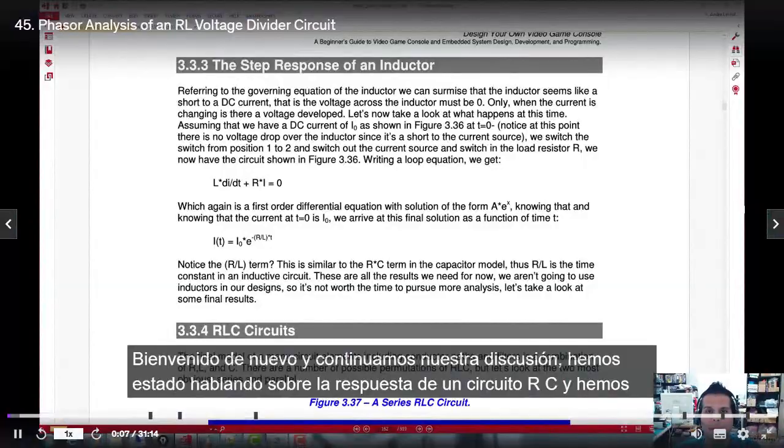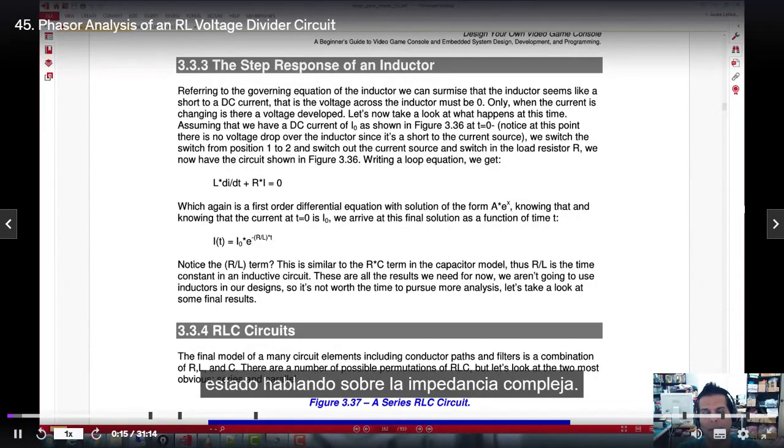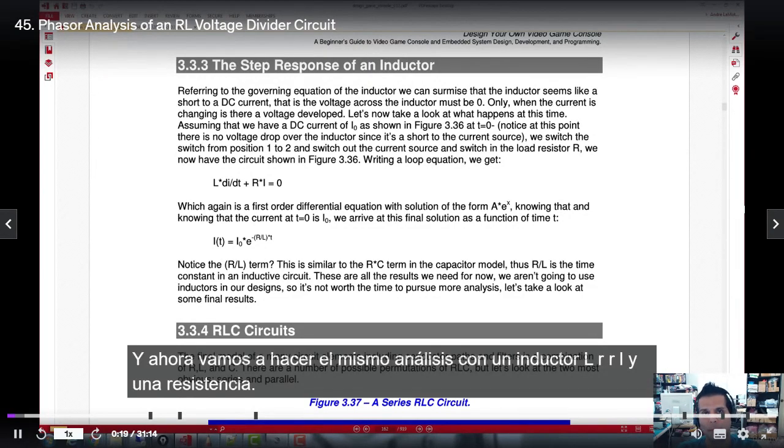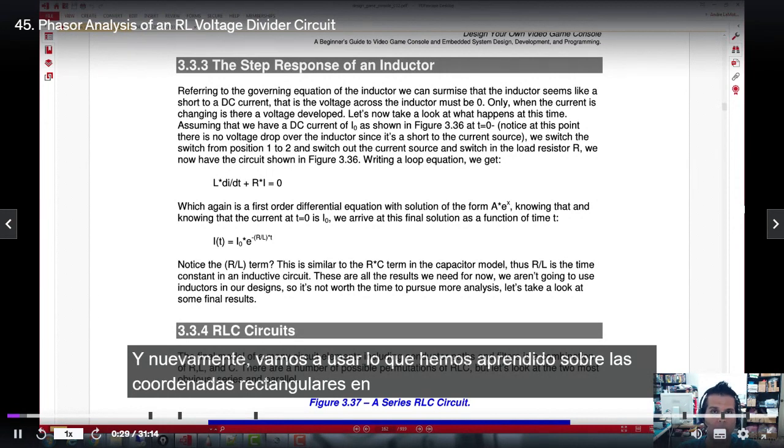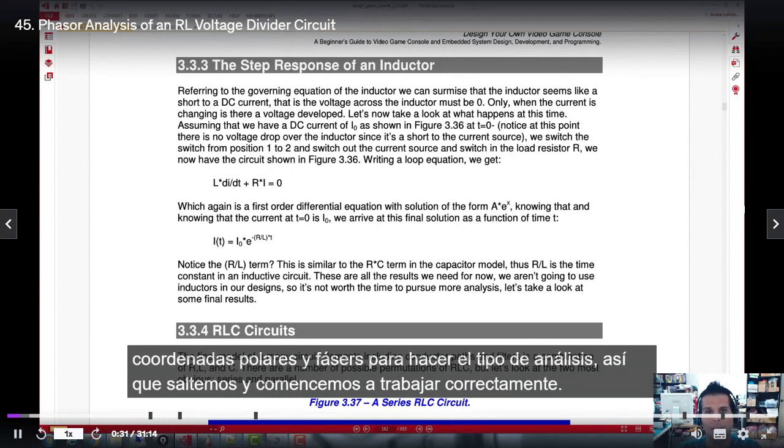Welcome back, and we are continuing our discussion. We've been talking about the AC response of an RC circuit, and about complex impedance, and now we're going to do the same analysis with an RL circuit, an inductor and a resistor. Again, we're going to use what we've learned about rectangular coordinates, polar coordinates, and phasors to do the analysis. So let's just jump right in and start working on it, all right?